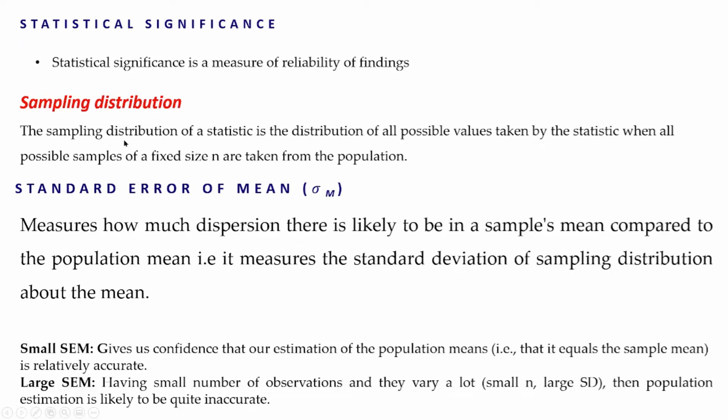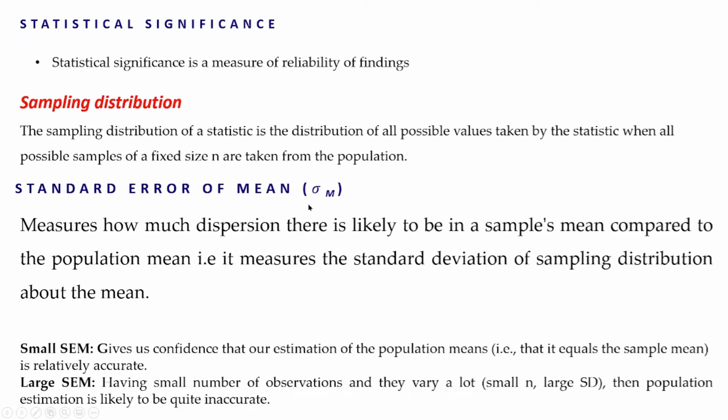Similarly, the sampling distribution of a statistic is a distribution of all possible values taken by the statistic when all possible samples of fixed size n are taken from the population. So it is similar to a distribution. Here, the sampling distribution is the distribution of a sample statistic. For example, we can have a sampling distribution of the mean. Next we have what is called the standard error of mean.